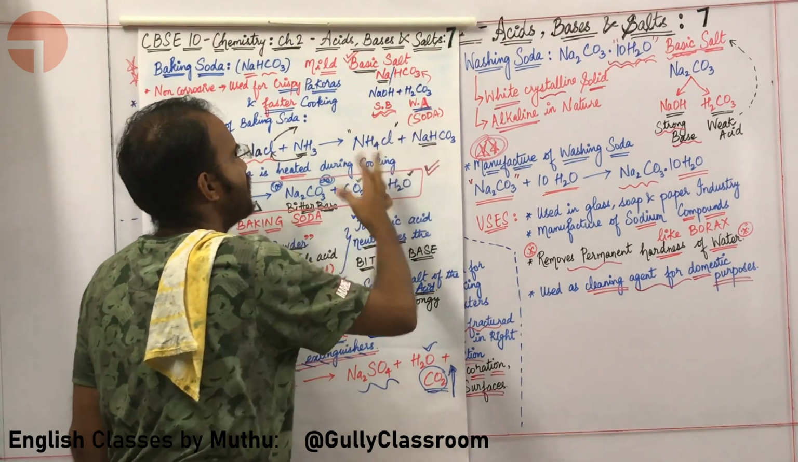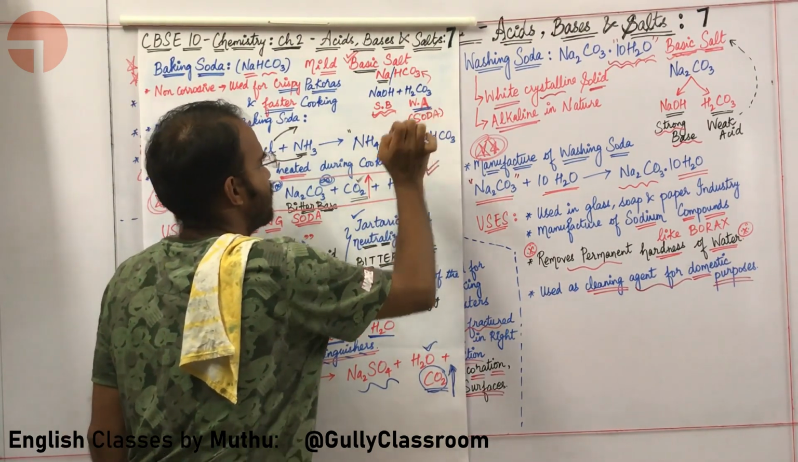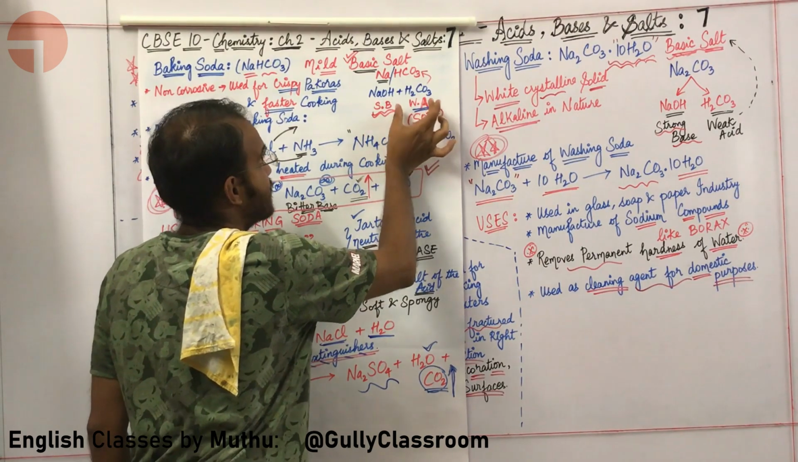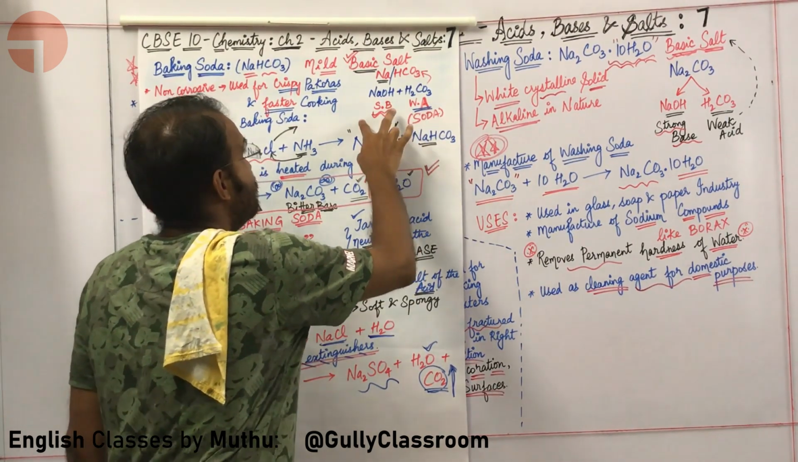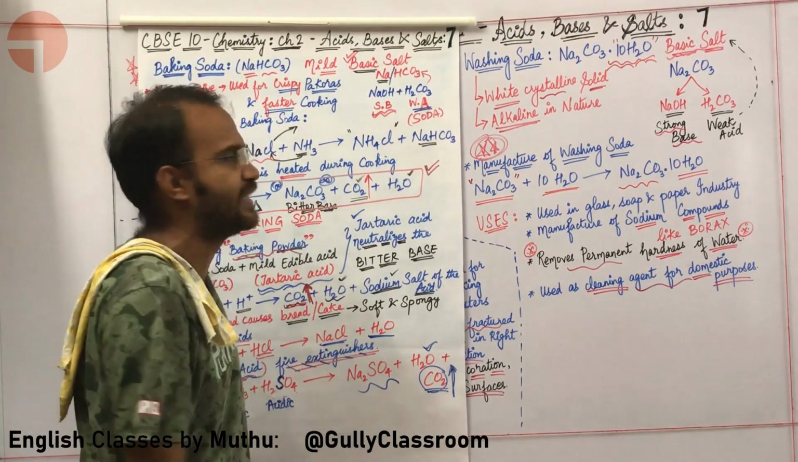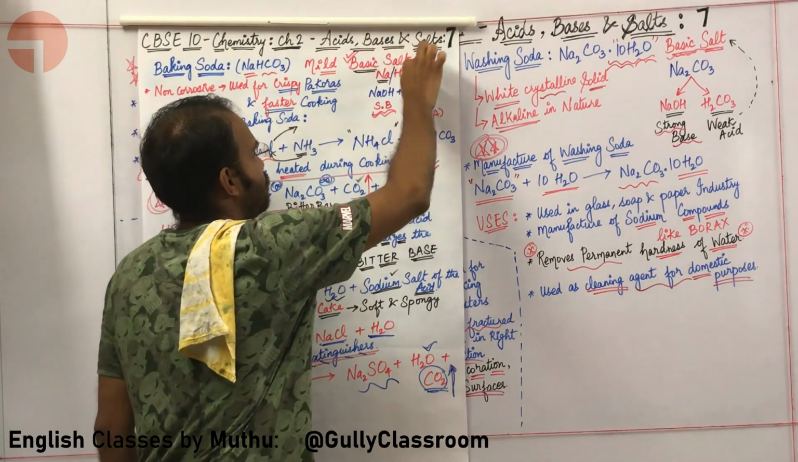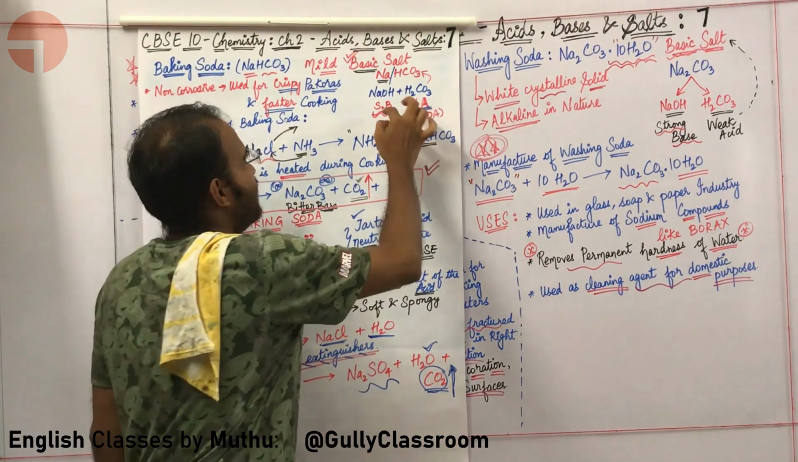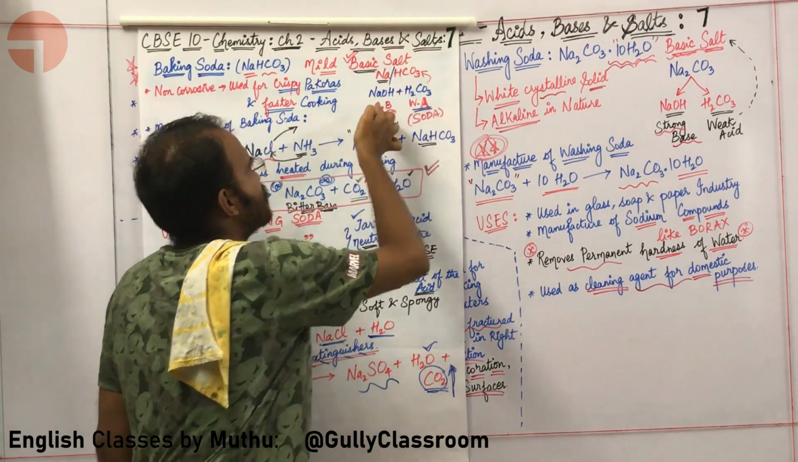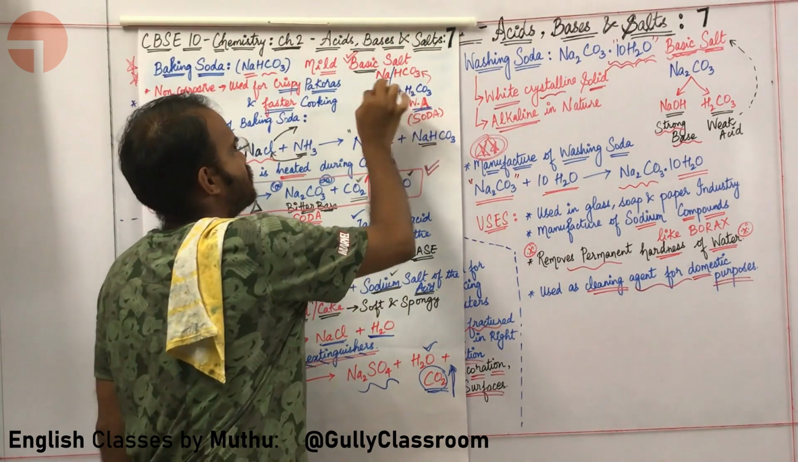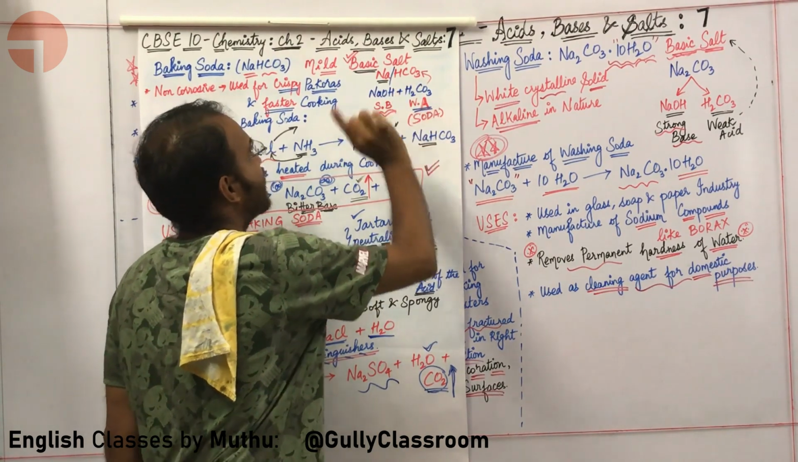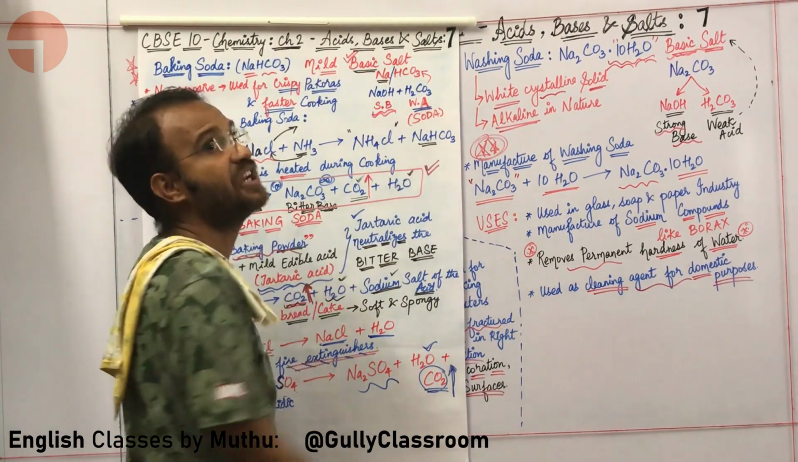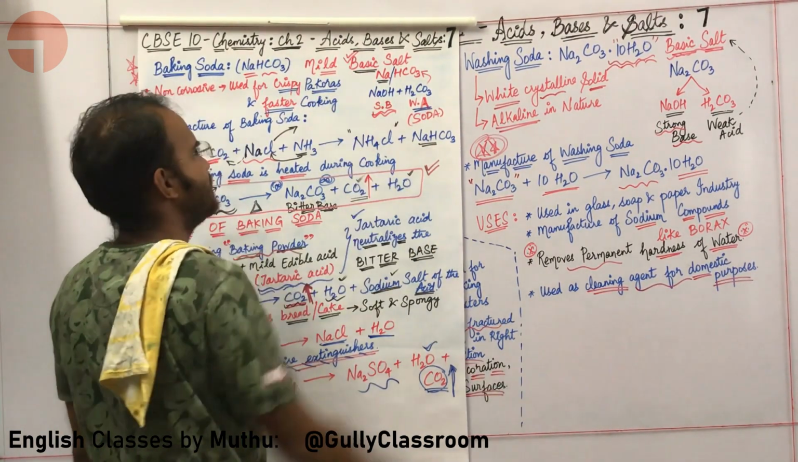This is a combination of a strong base and a weak acid. When a strong base combines with a weak acid, we get a basic salt. Here we get the type of salt of the strong component. Here the base is stronger, the acid is weaker, so the salt is basic in nature.